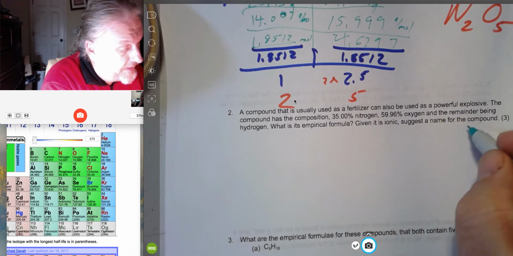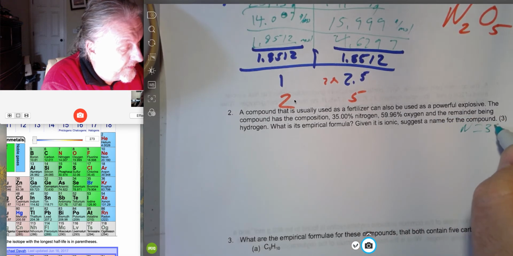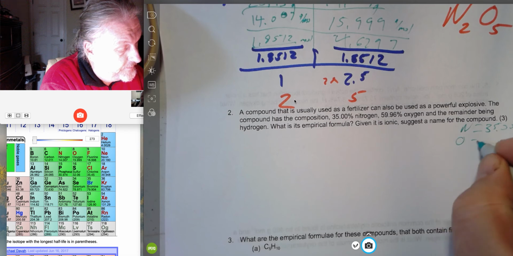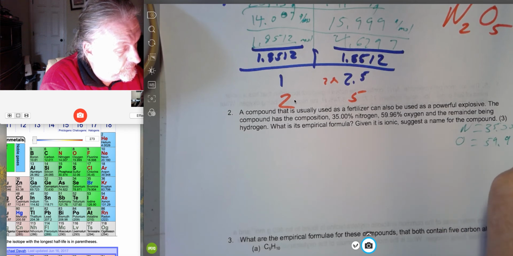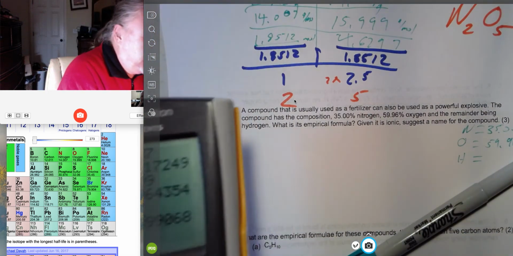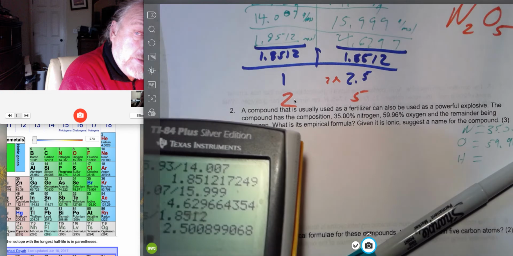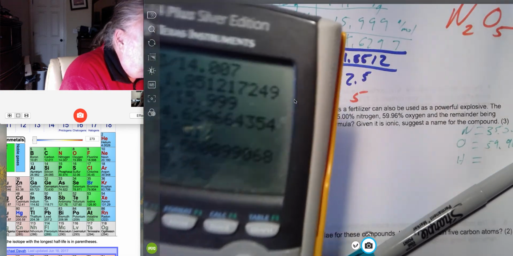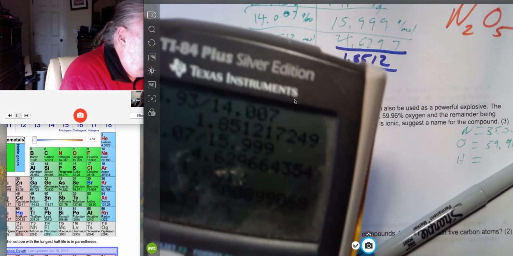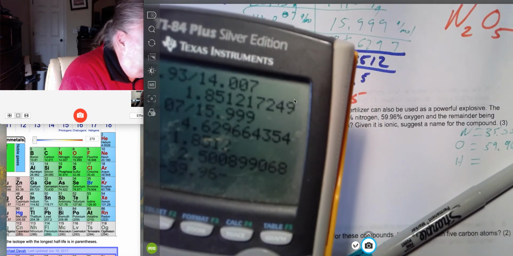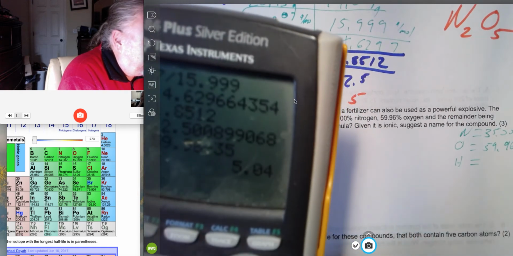All right, so I've got nitrogen is 35%, 59.96% oxygen, and hydrogen, I don't know. But if I take 100, because it is a percentage, and I subtract 59.96, whoops, I had to add. Go back and subtract. And if I subtract 35, that's going to give me 5.04%.